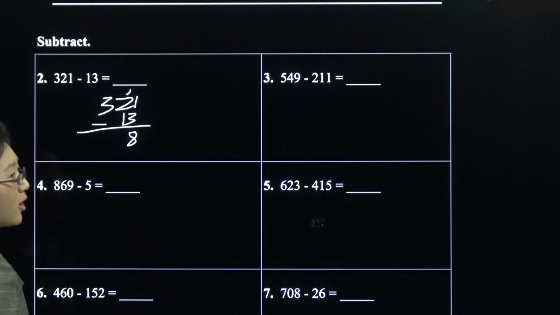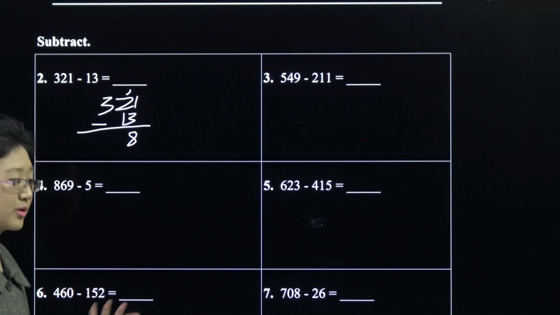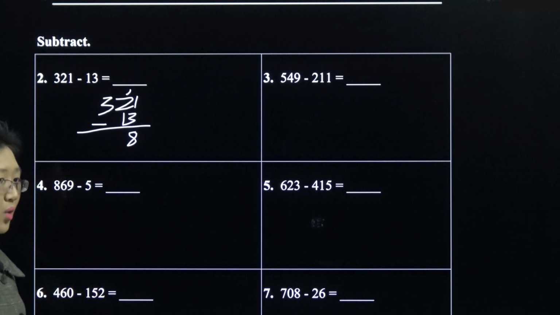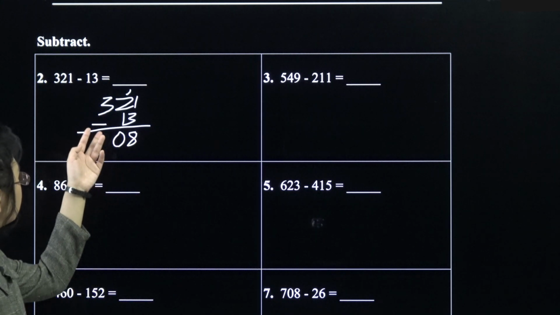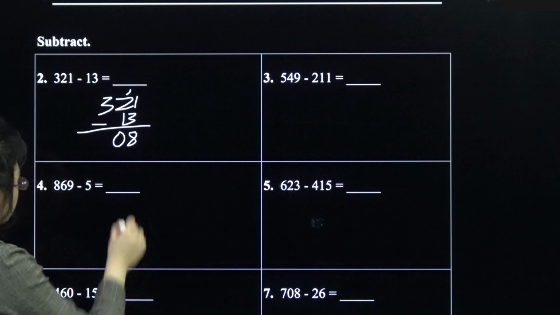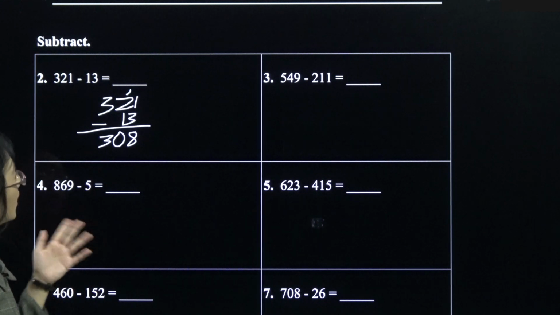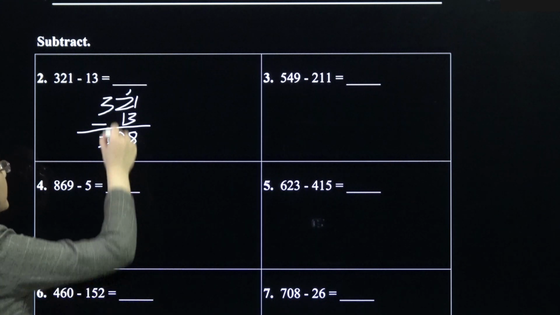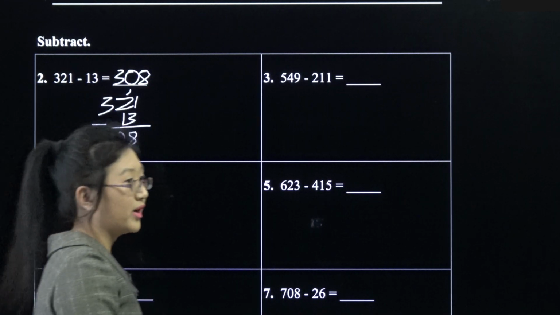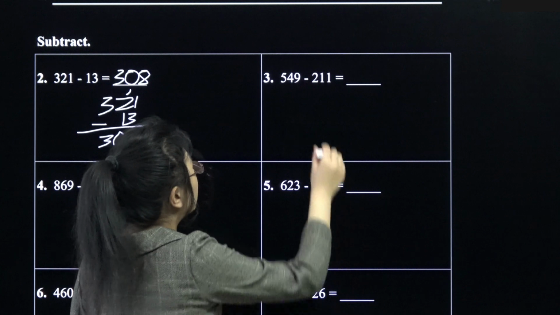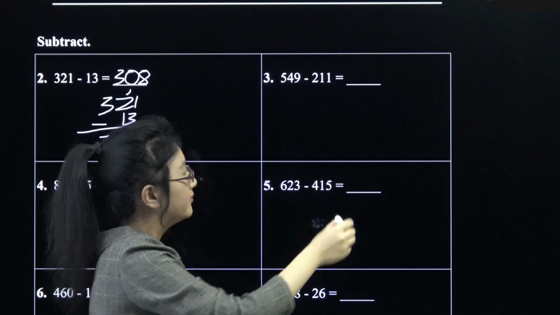And over here, since we borrowed a 10, it's not 20 or 2 tens anymore. It's 1 ten, or just 10. So 1 minus 1 equals 0. And then 3 minus nothing is just 3. Which means that 321 minus 13 equals 308. Now we move on to the next question. 549 minus 211.